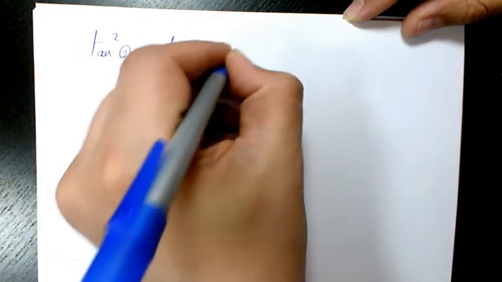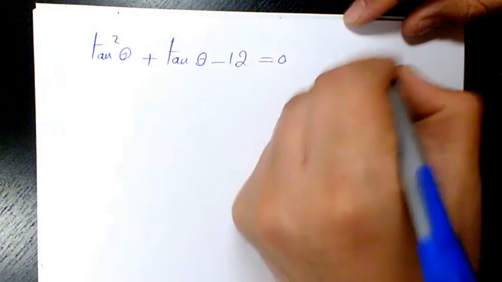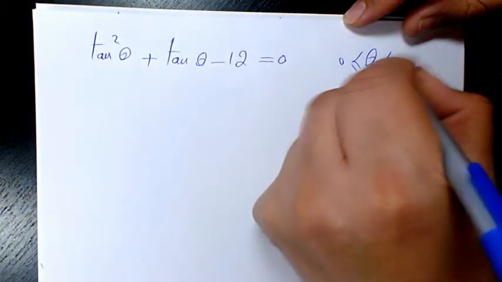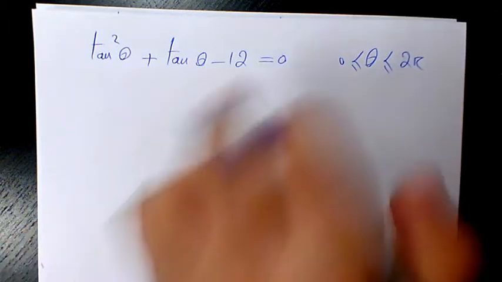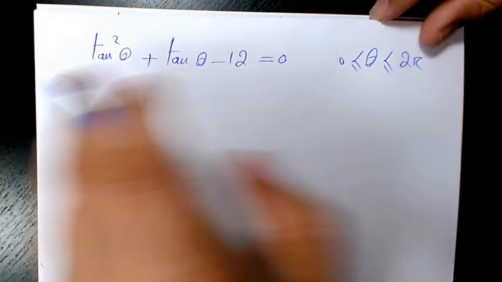Welcome to another video. In this video I want to show you how to solve trigonometric equations, and I'm going to have different examples. The first example I have here is tan squared theta plus tan theta minus 12 equals 0, and I want to solve it for theta between 0 and 2 pi. As you see here, we have a quadratic equation.